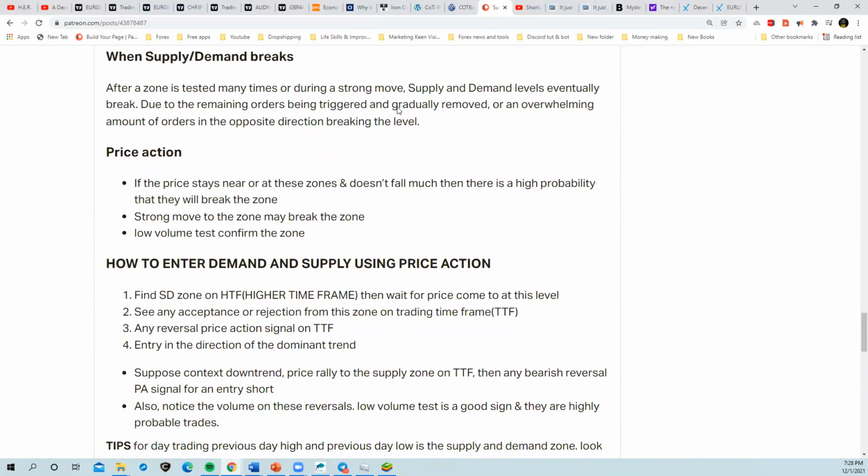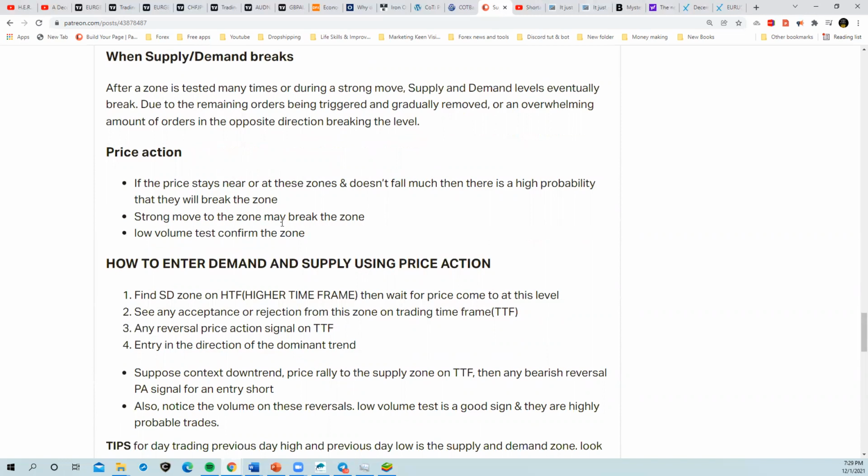Or it can be an overwhelming amount of orders in the opposite direction, breaking that level. Now, price action: if the price stays near the zone and doesn't fall much, then there's a high probability that the zone will break. Again, we see the weak move down, a possibility that it's going to break.